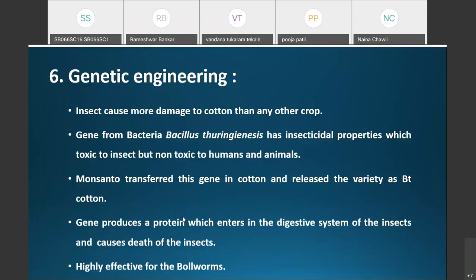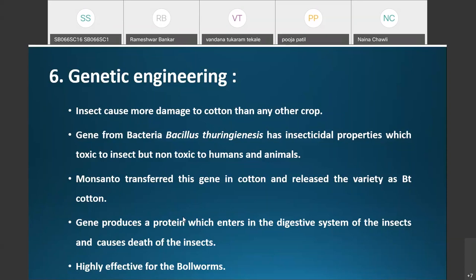But the protein produced by this gene is not lethal to human beings and other animals. If humans consume such a product, it will not cause the death of humans and animals. The genes from the bacteria Bacillus thuringiensis have insecticidal properties which are toxic to insects but non-toxic to humans and animals.